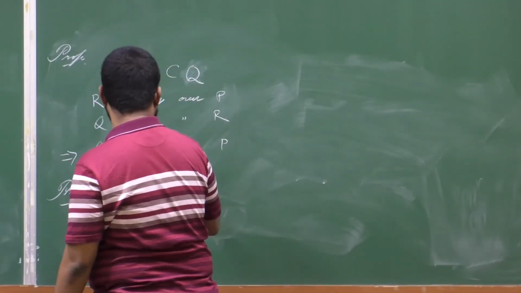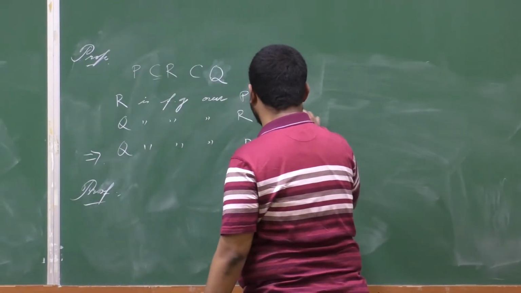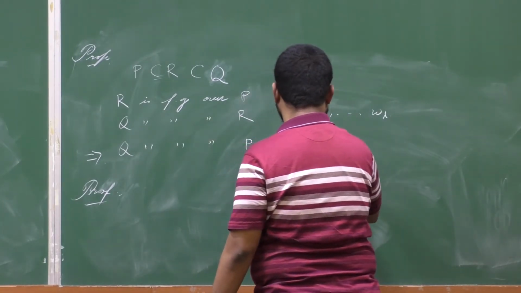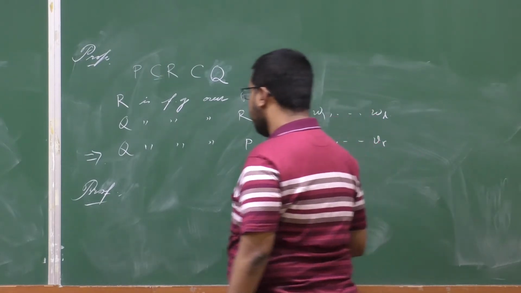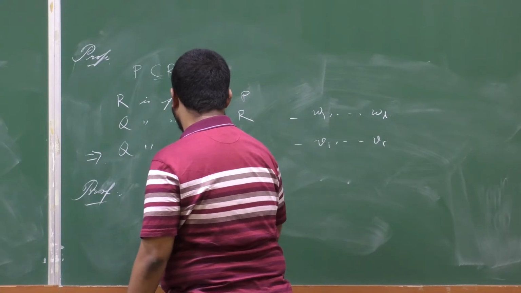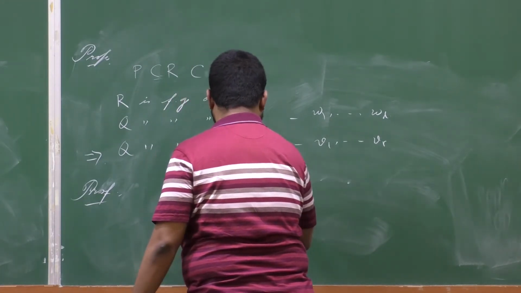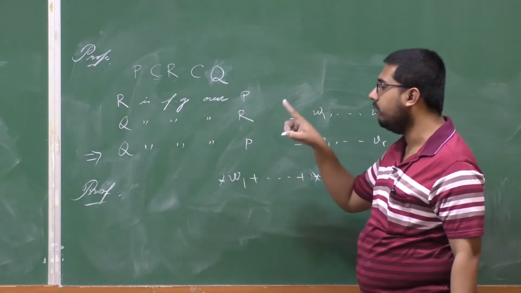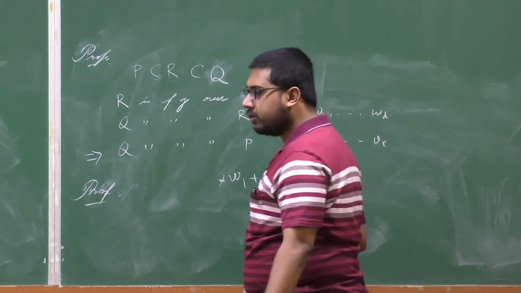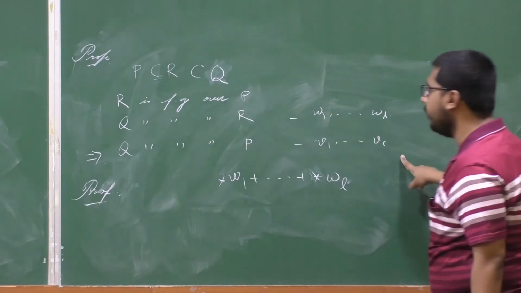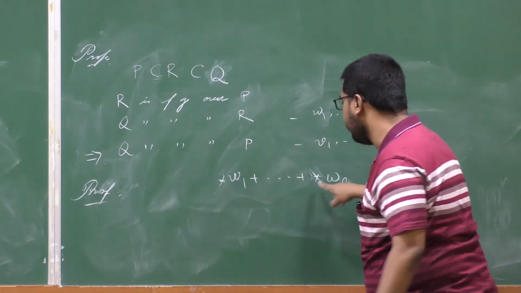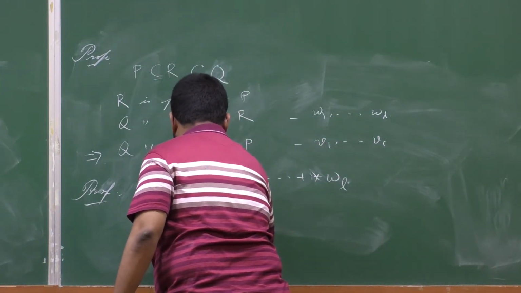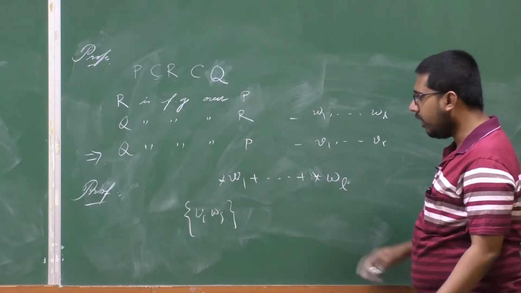Since Q is finitely generated over R, let a generator of this be W1 up to WL, and here take a generator to be V1 up to VR. Any element in R can be written as a combination of W1 to WL, but here the coefficients are from R, right? Now each of these coefficients can be written as a combination of V1, V2, VR. So all total things are expressible by this collection Vi, Wj, okay?